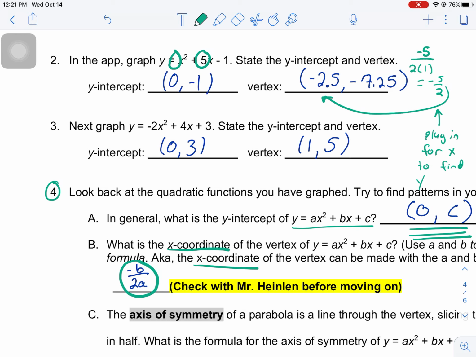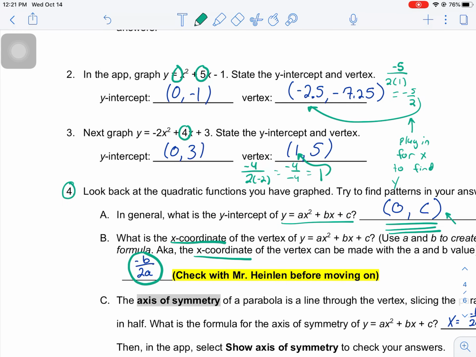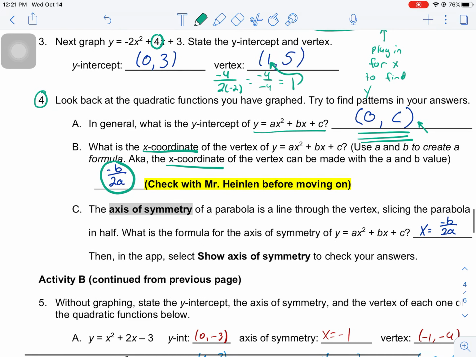So to find the vertex of any type of standard form quadratic, you just do negative b divided by 2a. So number 3, we would do negative 4 divided by 2 times negative 2. That would give us negative 4 over negative 4, which is positive 1, which matches that x value of the vertex there. So this is probably the most important thing, letter B.